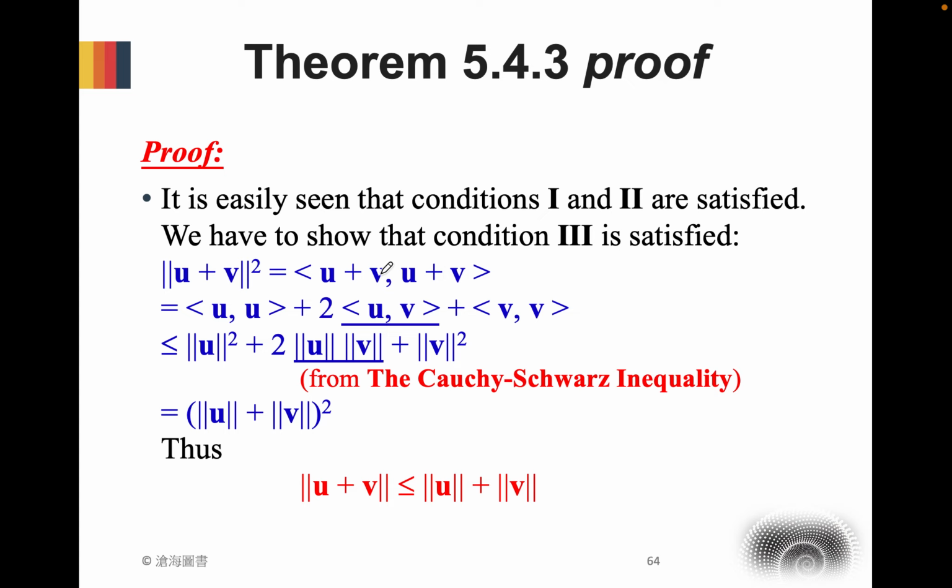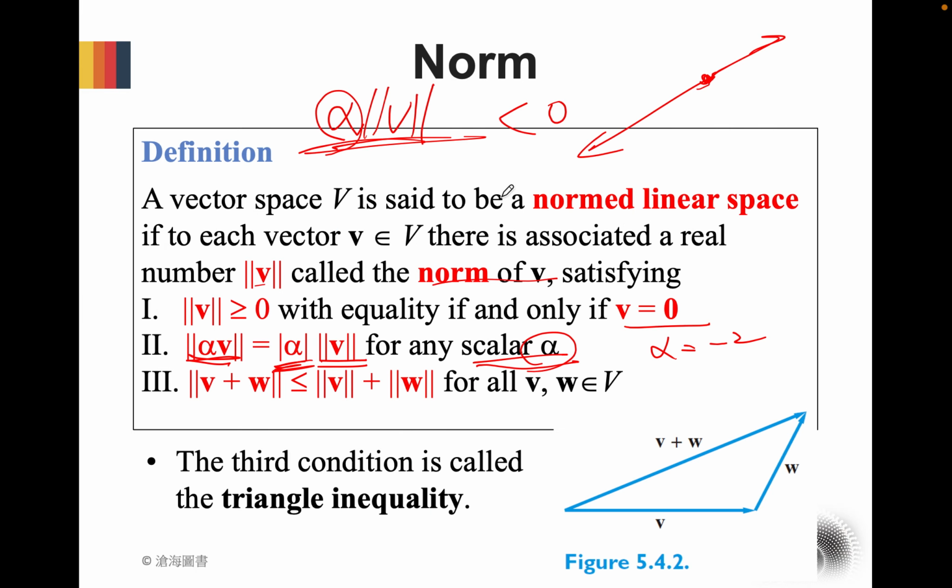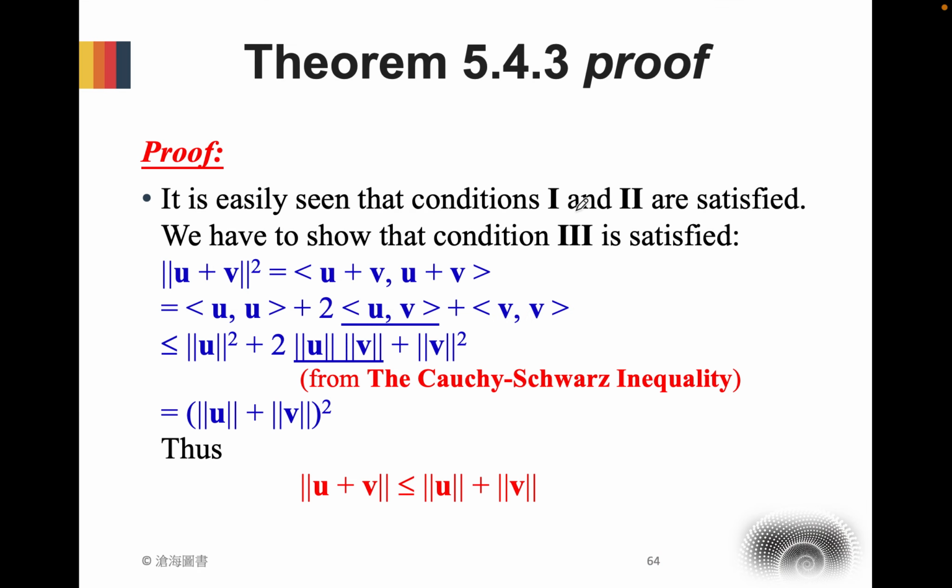Here we can go through this proof quickly, because we want to show that this kind of definition satisfies the 3 conditions mentioned here. Conditions 1 and 2 are easy to verify, so here we just show condition 3. If we want to calculate the norm of U plus V, the square of the norm of U plus V is equal to the inner product of U plus V with U plus V, right? It can be rewritten like this.